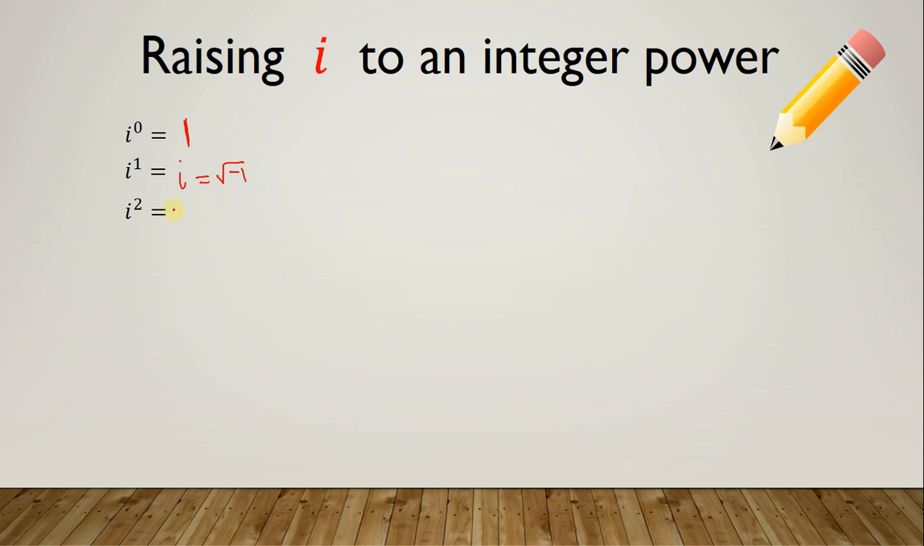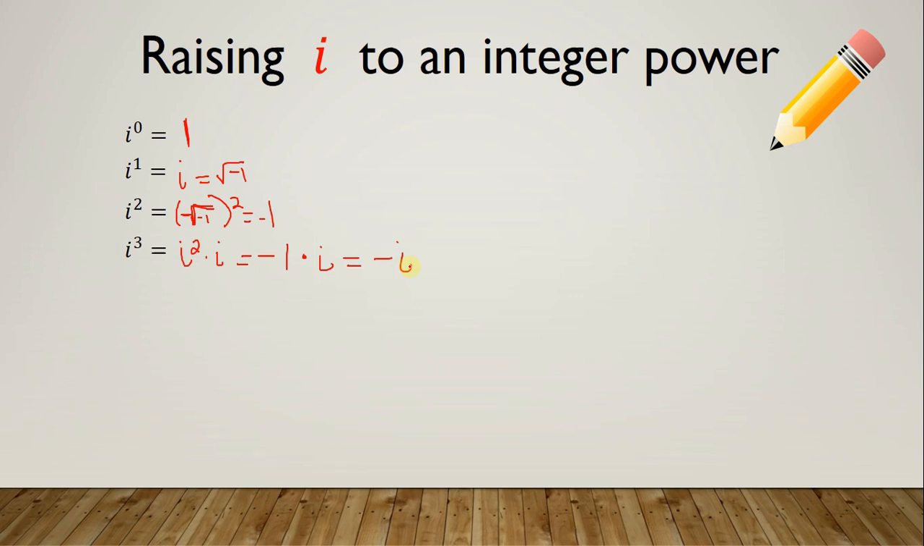i squared, well, that's just the square root of negative 1 squared, which is negative 1, excuse me. We talked about that earlier. What about i cubed? Well, that's just an i squared times an i, right? And we know i squared is equal to negative 1 times i. So it looks like i cubed is equal to a negative i?